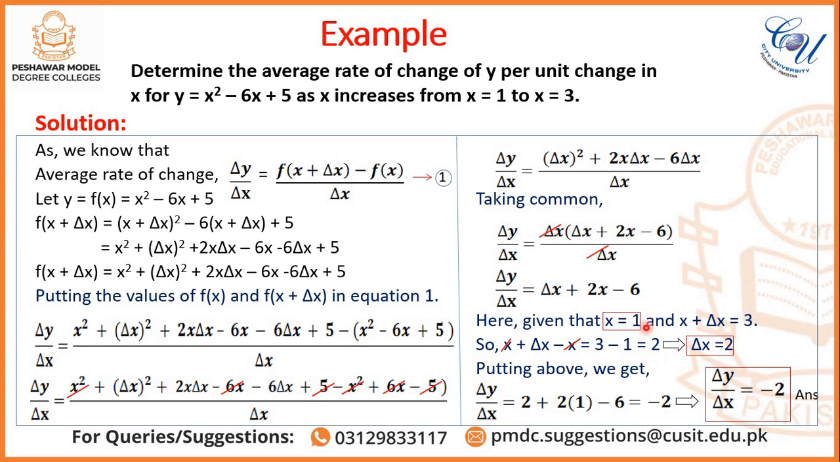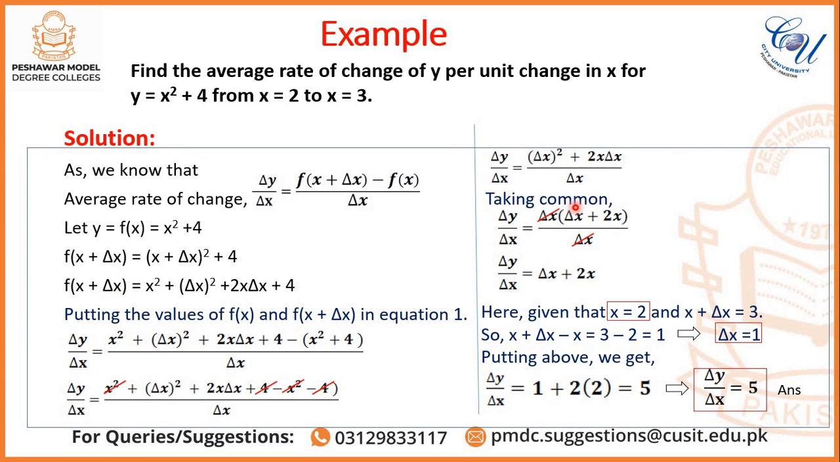Now putting the values of x and Δx in this equation, we get Δy/Δx = 2 + 2 × 1 − 6 = −2. So the average rate of change, that is Δy divided by Δx, is equal to −2, which is the required result of this function.